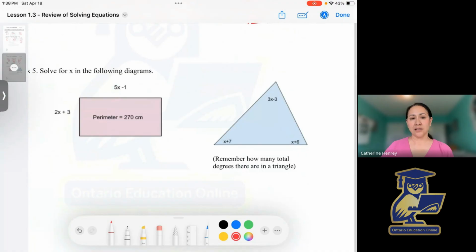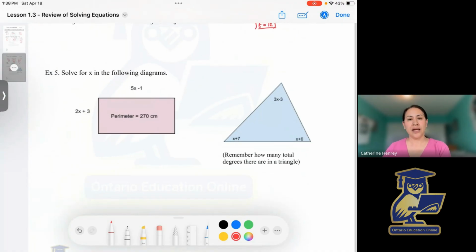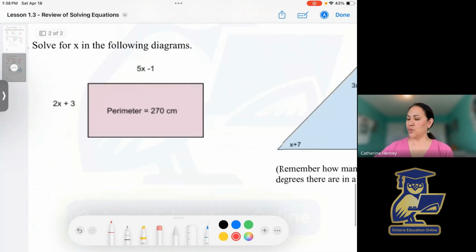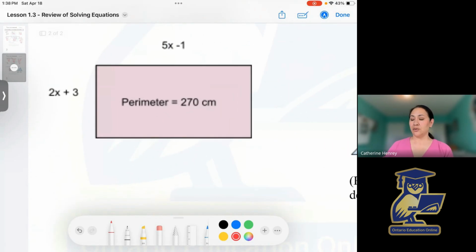We're going to take a last look at some of these problems that include perimeter and area. So I want to solve for x in the following diagram. The first one, we're talking about the perimeter of a rectangle. So that is, again, hopefully you're remembering, the distance all around the outside of this rectangle. So we have 2 long sides.